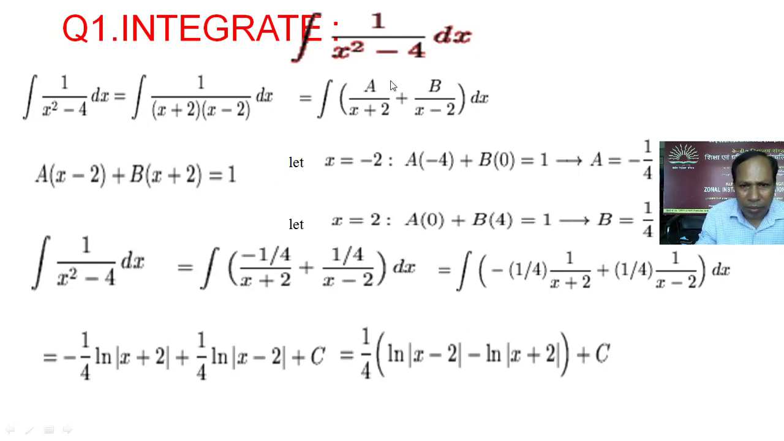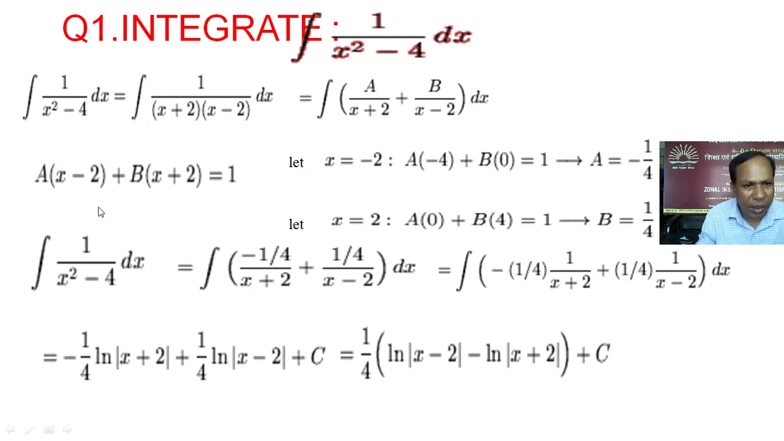Now the LCM of this is x plus 2 into x minus 2, which is cancelled out with this x plus 2 and x minus 2. Ultimately in the numerator, on the right hand side, we will be left with A into x minus 2 plus B into x plus 2. And since it is an identity, A into x minus 2 plus B into x plus 2 must be equal to the numerator of the left hand side, which is your 1. Now our aim is to find the values of A and B. So we will be using the technique of substitution to find the values of A and B.